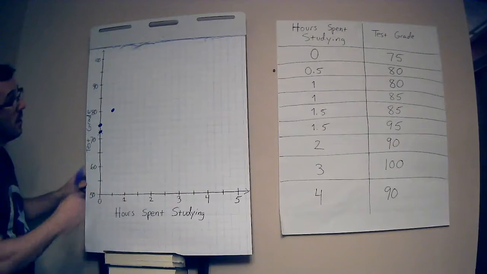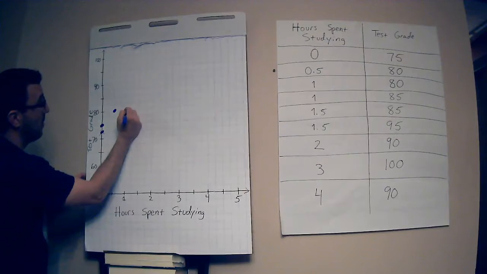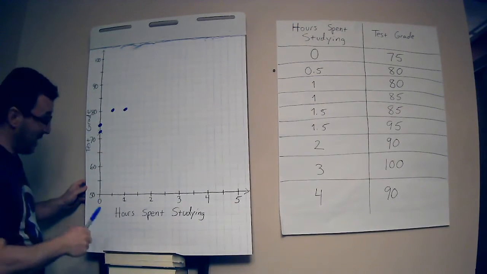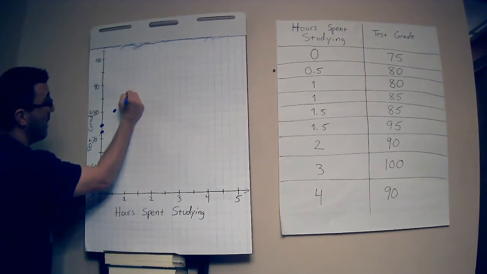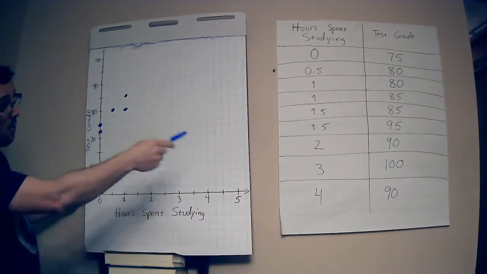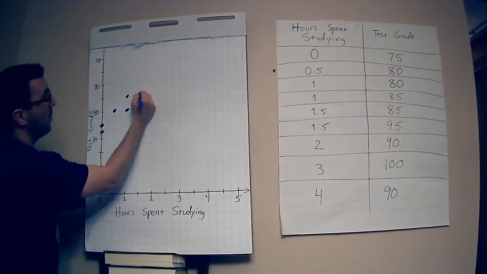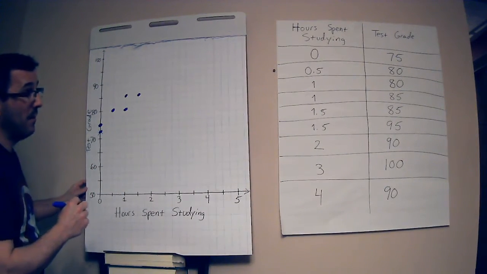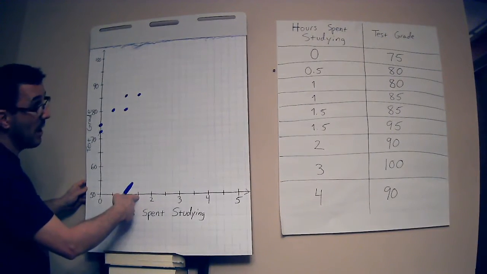Okay. The next one, students studied for 1 hour, and they also got an 80. So I put a dot there. Next student also studied for 1 hour, but in this case, they got an 85. So I'm going to put a dot over at 85. 1.5 hours, a student got an 85. So again, I'm going to follow this up and put a dot at 1.5, 85. Another student, another 1.5-hour student, but this student got a 95.